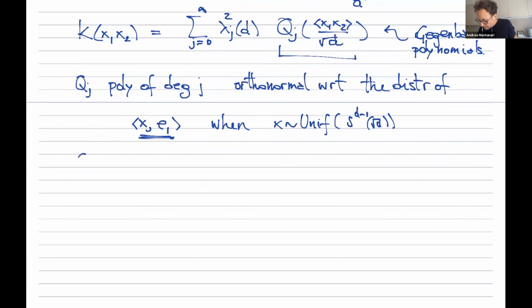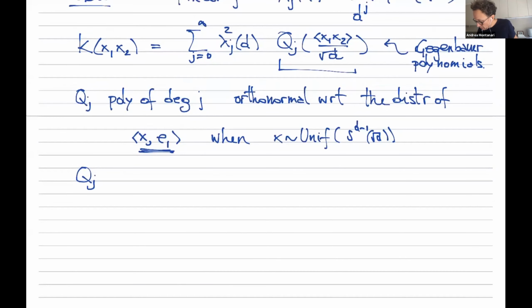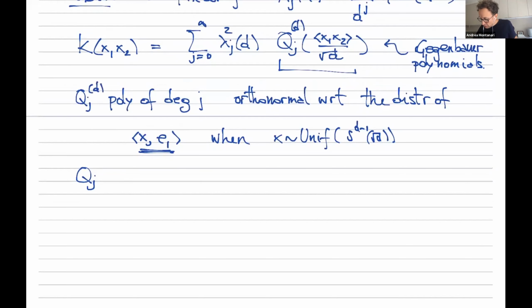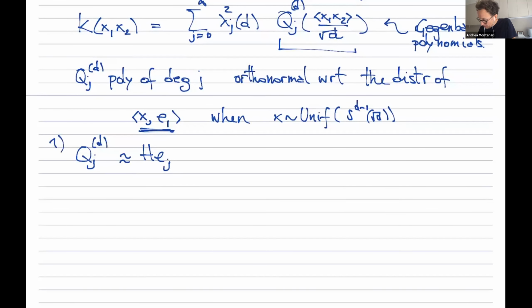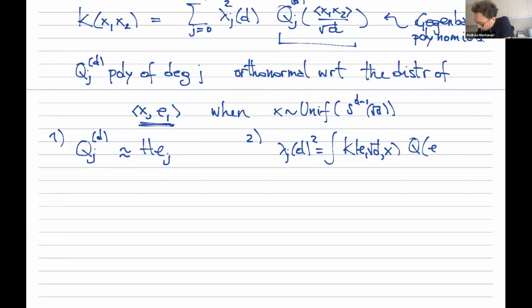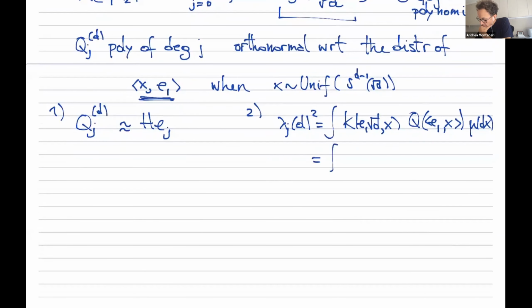From that, you can understand that the Gegenbauer polynomials for large dimension d must be very similar to Hermite polynomials. So this is fact number one, the J-th Hermite polynomial. And fact number two is that, by orthonormality, the above implies also that lambda_{J,d} squared you can write as the integral of K(e1, square root of d x) times Q_J(e1, x) dmu(x). And this is equal to the integral of h(x e1 over square root of d) times Q_J(e1, x) dmu(x).